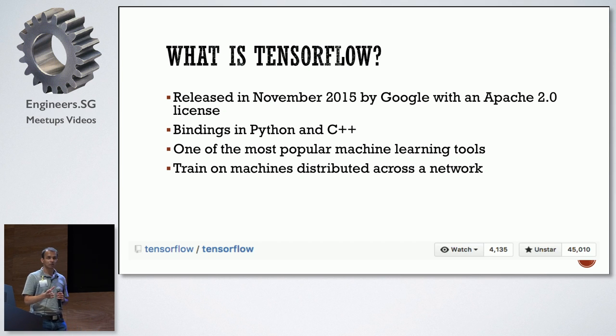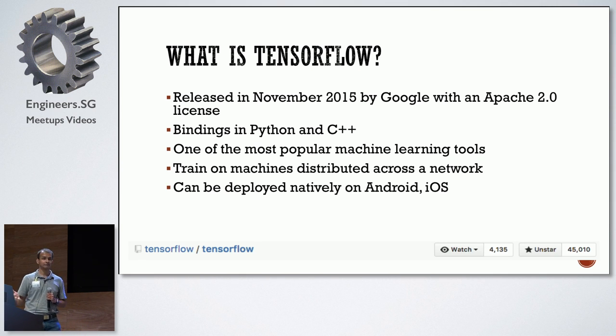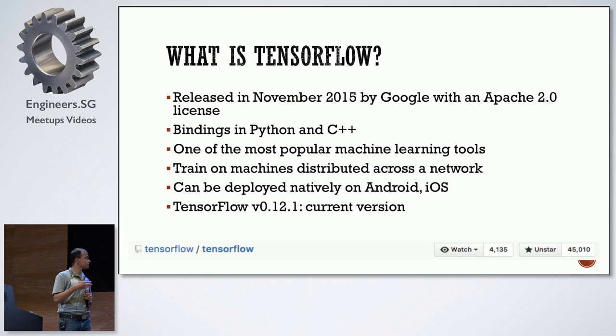So you can also train on multiple GPUs distributed on the same machine, or if you have multiple machines, you could do that as well on a network. And of course, it can natively be deployed on Android and iOS. One of the good things is that the current version is 0.12.1, which is also what I'm using right now. But I think version 1, release candidate 1, is already out. I presume that it will be released at the TensorFlow Dev Summit next week. So we have to wait and watch what they're going to release next week. It's quite exciting to see what they might be doing.